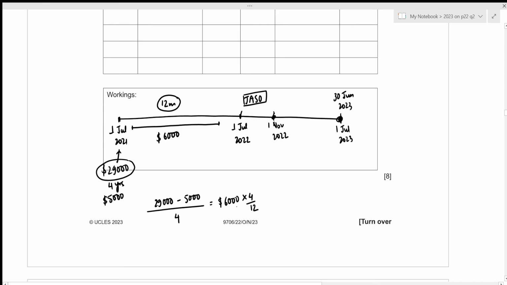Because remember that 6,000 is the depreciation charge for 12 months, and we have depreciation on a straight line basis. That is why we can multiply it by the number of months that we used the vehicle in the 2nd year divided by 12 months. And this will give the depreciation charge for the 2nd year to be 2,000. So within this period, the depreciation charge was 2,000. And both of this is for the old vehicle.